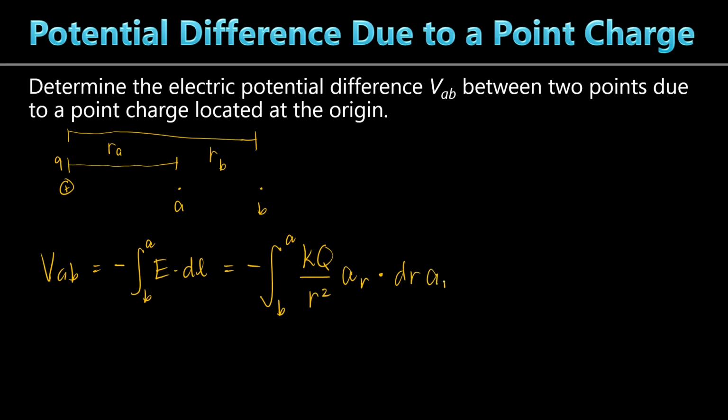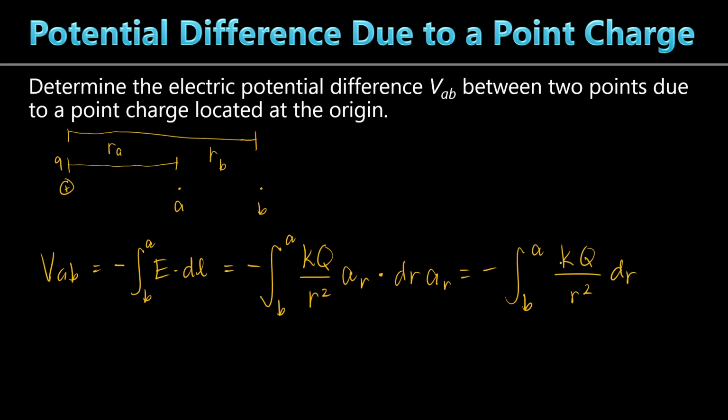Tapos, lagyan din natin ang unit vector na AR. So, AR.AR is equal to 1. Kaya, pag ito ay ating sinimplify, this will be the negative of the integral from B to A of KQ over R squared dr. Ayan, pwede na tayong mag-integrate.